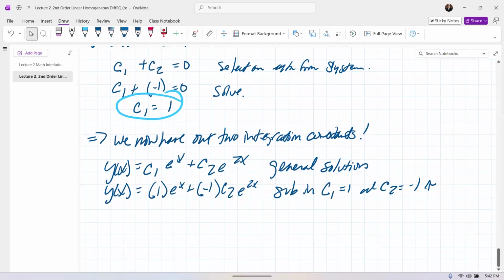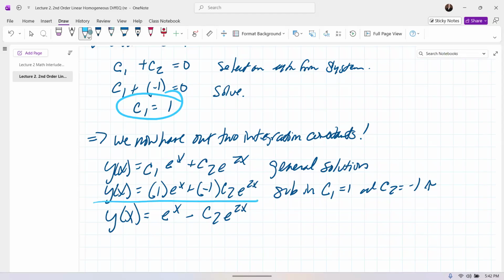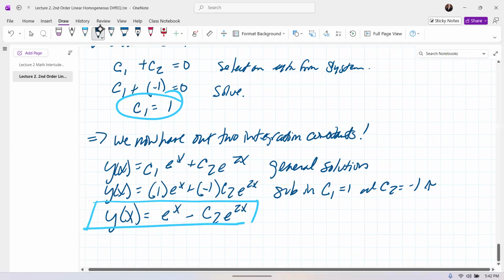Those are the boundary solutions. And now we're just going to simplify this. y of x equals e to the x minus e to the 2x. And we now have the solution subject to the boundary conditions.